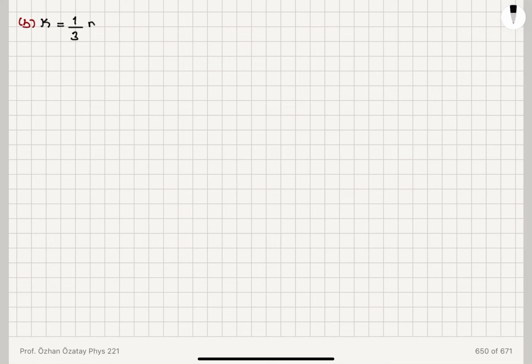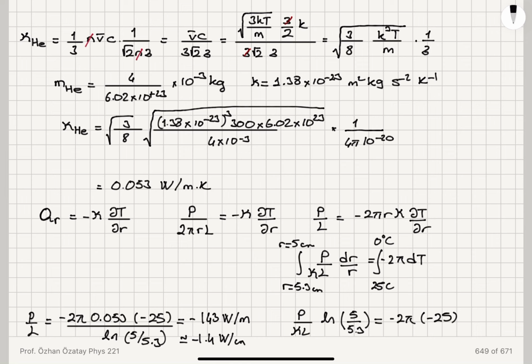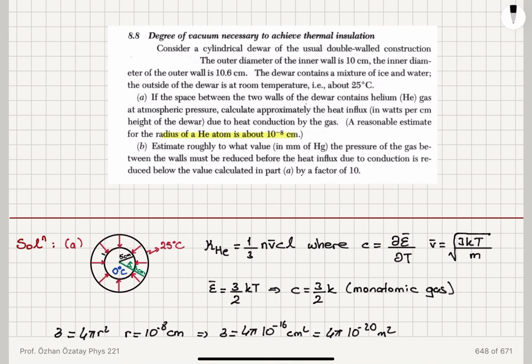It is 1 over 3 n prime c v bar, 3 kT over m square root, multiplied by L. Now actually here for the temperature of the helium gas, we should pick something in between 0 and 25 degrees, because the temperature is decreasing as we go inside. So normally you could take this T value to be 12.5 degrees Celsius, let's say, but this is going to give you a numerical error that is not very significant.